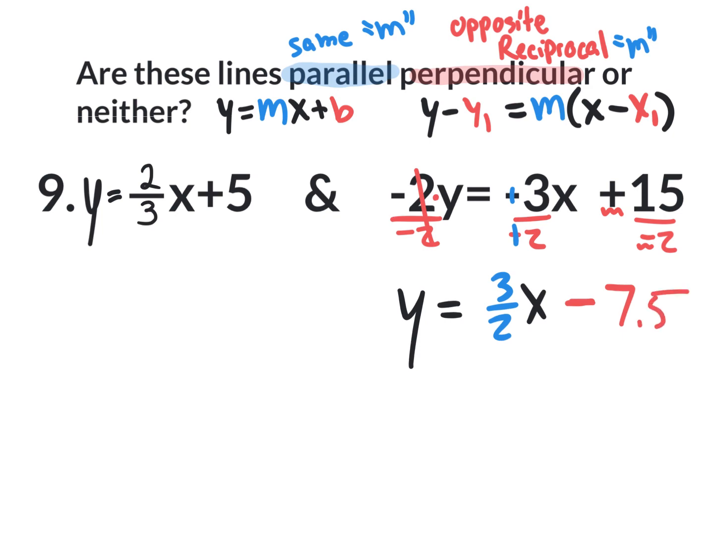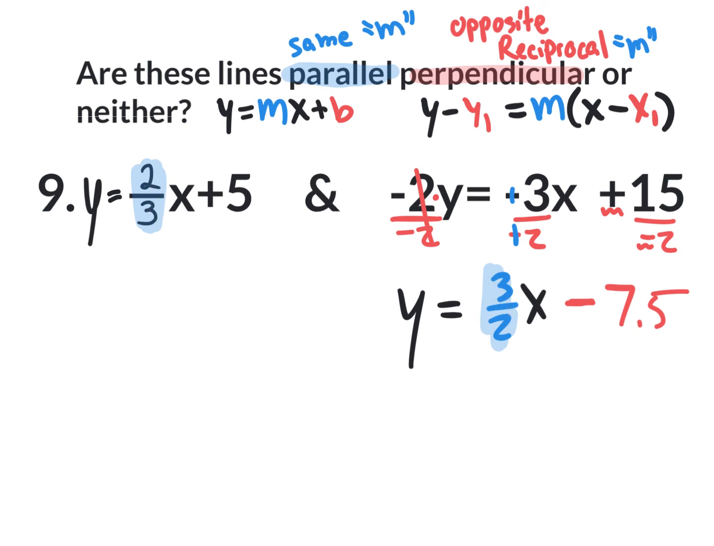If I were graphing, I would go to the y-intercept of -7.5, and then from that point I would rise 3 and run 2. But I'm not graphing. All I'm doing is deciding whether these are parallel, perpendicular, or neither. And all I do is compare that slope with that slope. So are these the same slope? Are they the same, which makes them parallel? They are not the same.